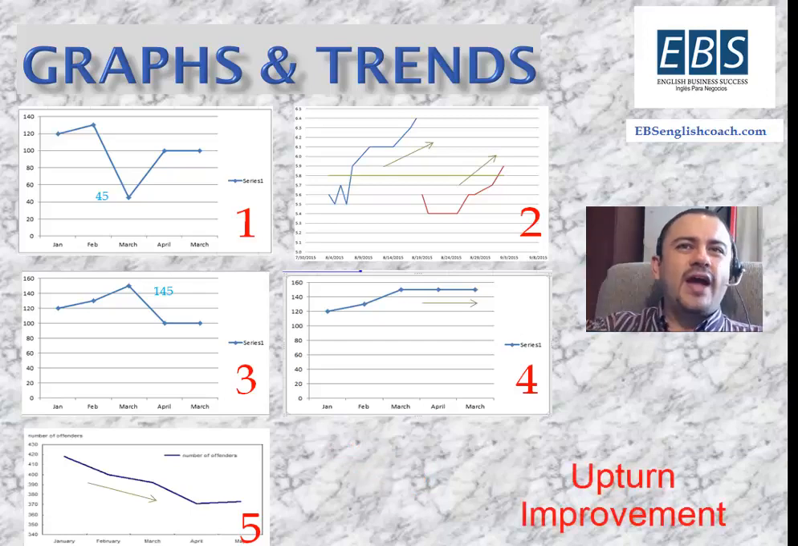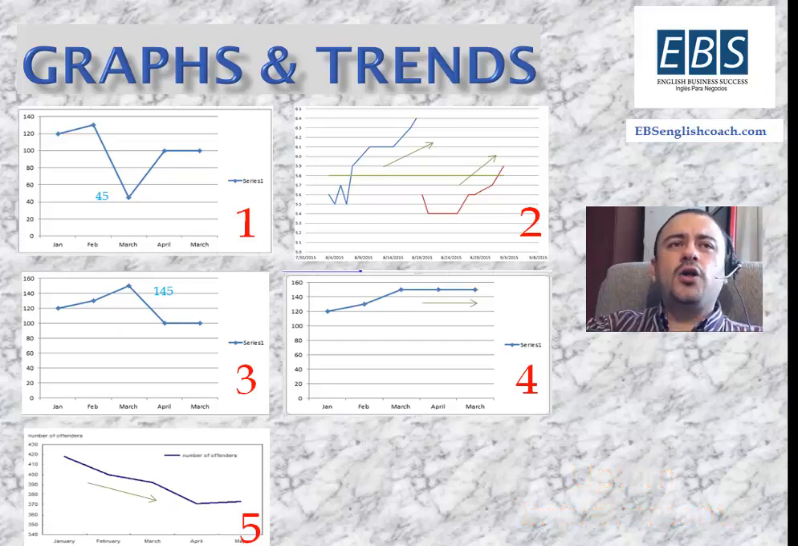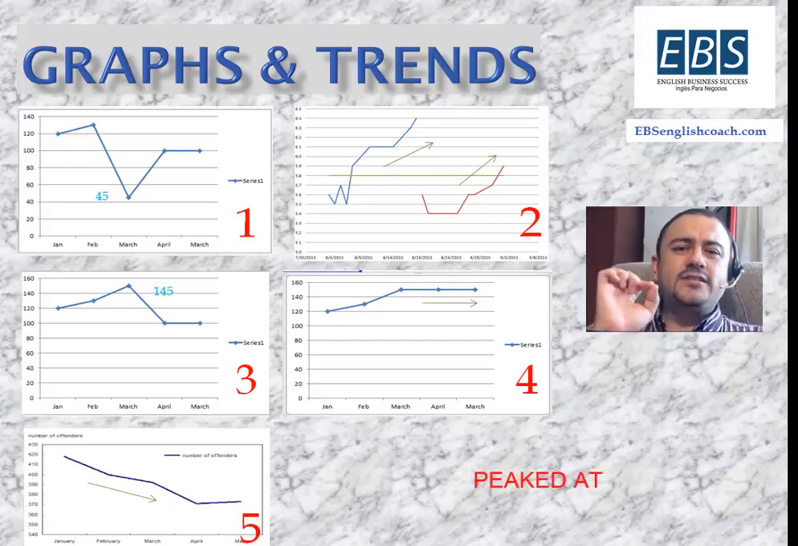All right, practice makes perfect. For the next situation, situation number 3, we're talking about an all-year high. So that will be 145 units in March. And we describe this as a peak. So sales peaked at 145 units in March.